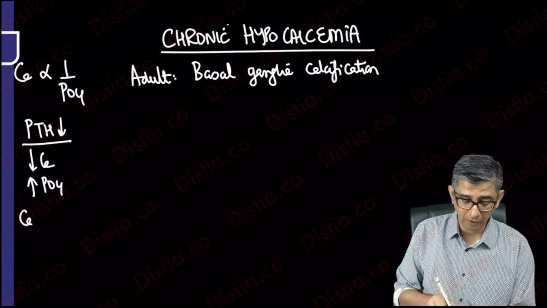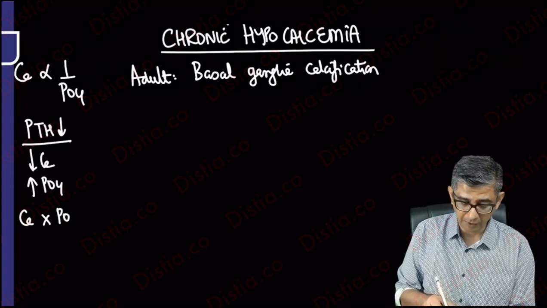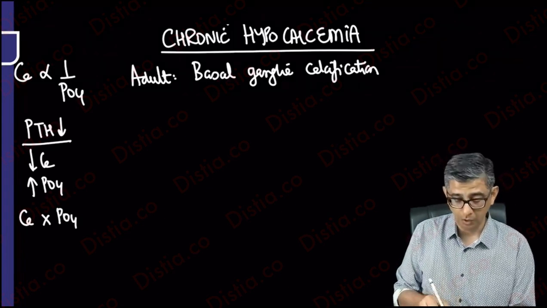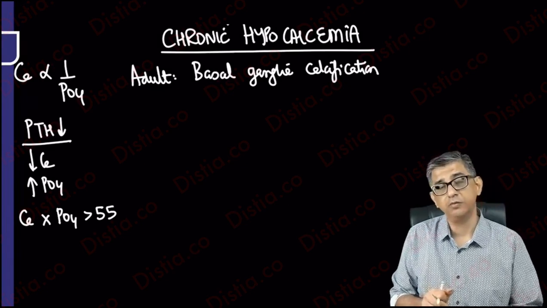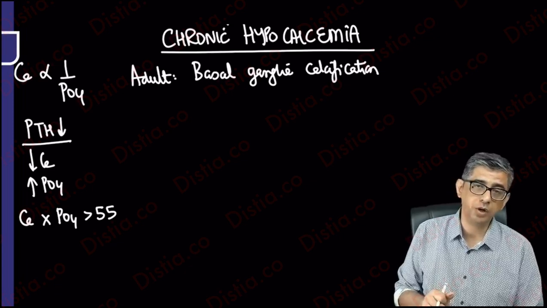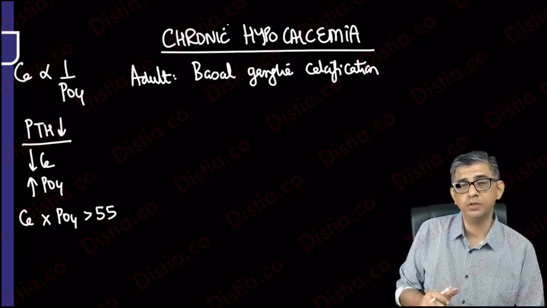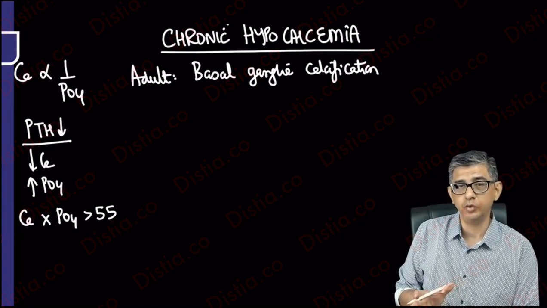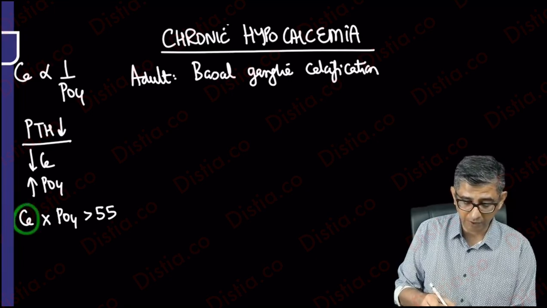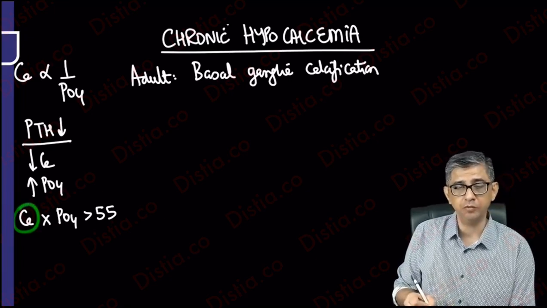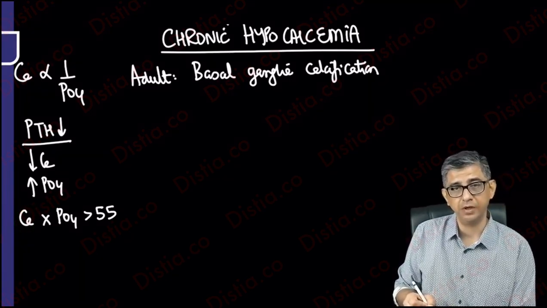I'm telling you a mathematical rule: if the calcium phosphate multiplication product in the body crosses 55, listen to this carefully. If the calcium phosphate multiplication product in the body becomes more than 55, the two will chelate and get deposited in the tissues. So it does not matter that only calcium is elevated. If calcium is elevated and the multiplication product is more than 55, there is deposition of calcium phosphate in tissues.